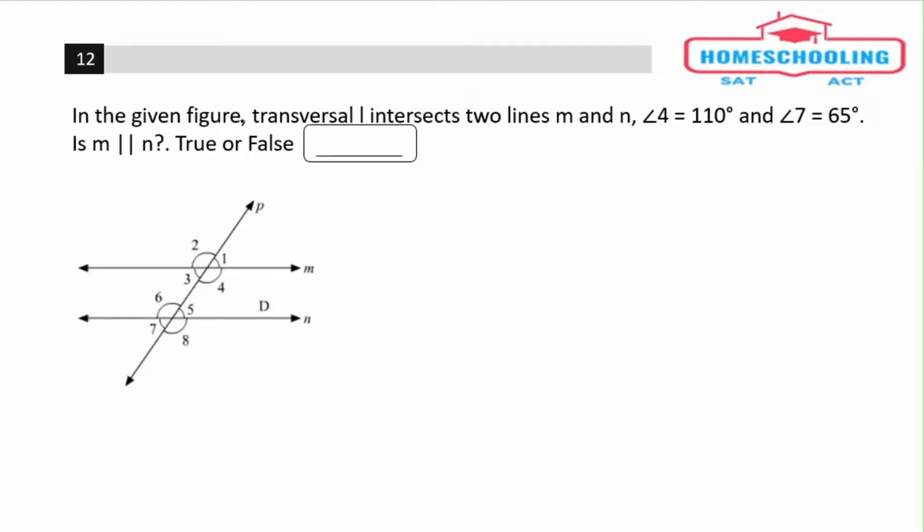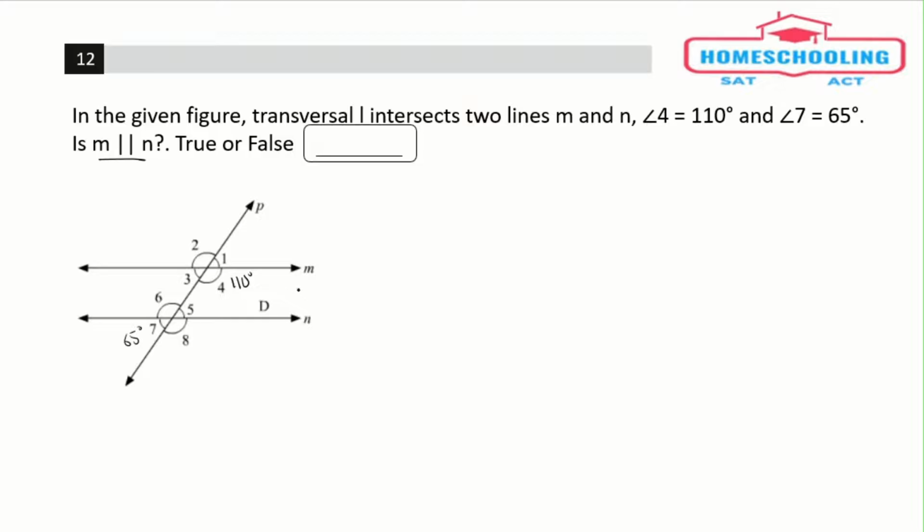In the given figure, a transversal intersects two lines M and N. So this one is the transversal line, and it intersects two lines M and N. Angle 4 is 110 degrees, and angle 7 is 65. This one is 65. So is M parallel to N? We have to find whether M is parallel to N, true or false.